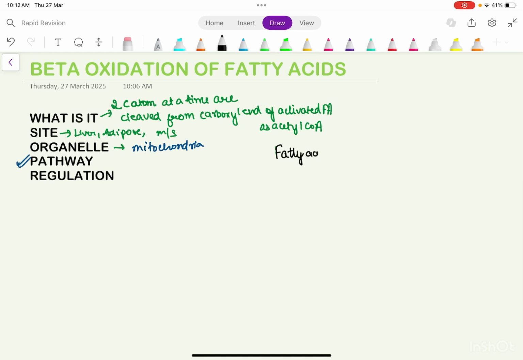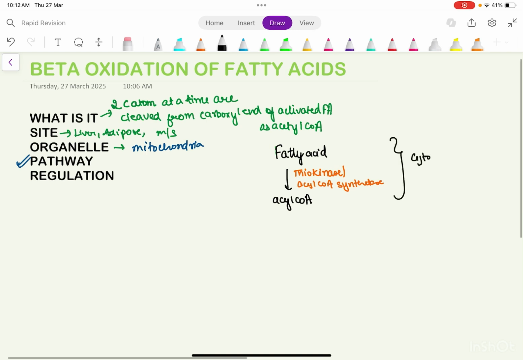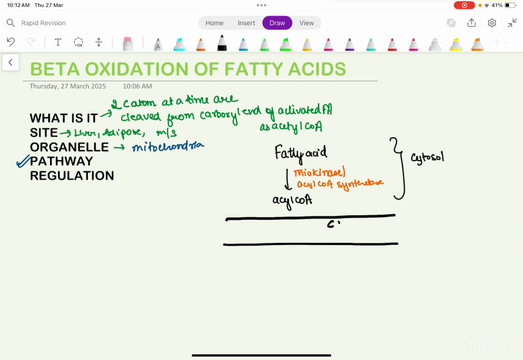Now this fatty acid is converted into acyl CoA through the enzyme thiokinase, which is also called acyl CoA synthetase. This reaction is occurring in the cytosol, but I told you that beta oxidation occurs in mitochondria, so we need to go to the mitochondria. Now this occurs through some carnitine derivatives.